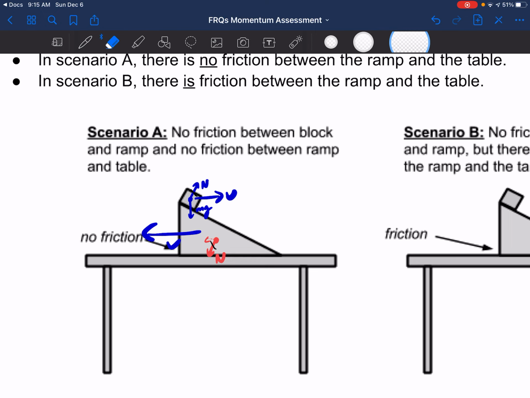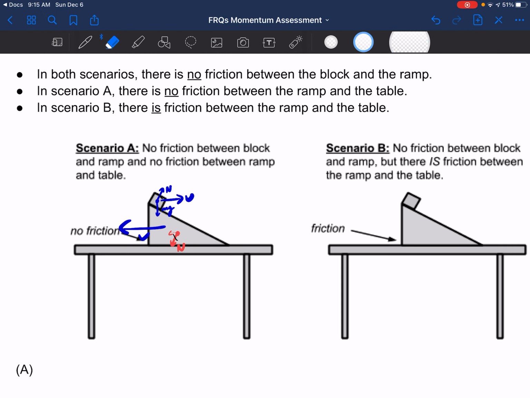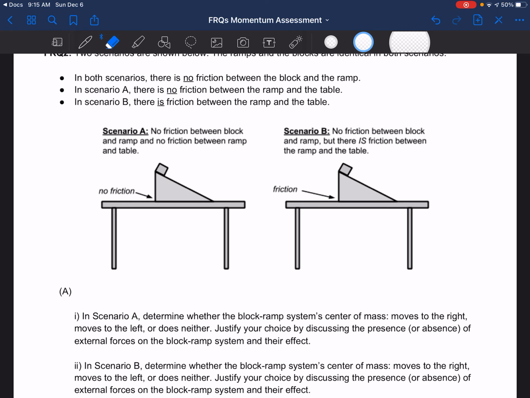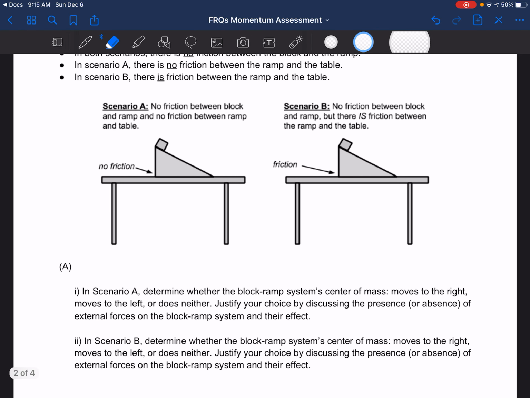So that might be a little hard to wrap your head around at first, but that's what's going on in this question. And here, right here, there is friction, so that ramp isn't going to move. Or if it does move, it's not going to move as much. I think it's easier to just kind of intuit it that it's not going to move. But even if it does move, the answer doesn't actually change. Okay, so let's think about it this way.